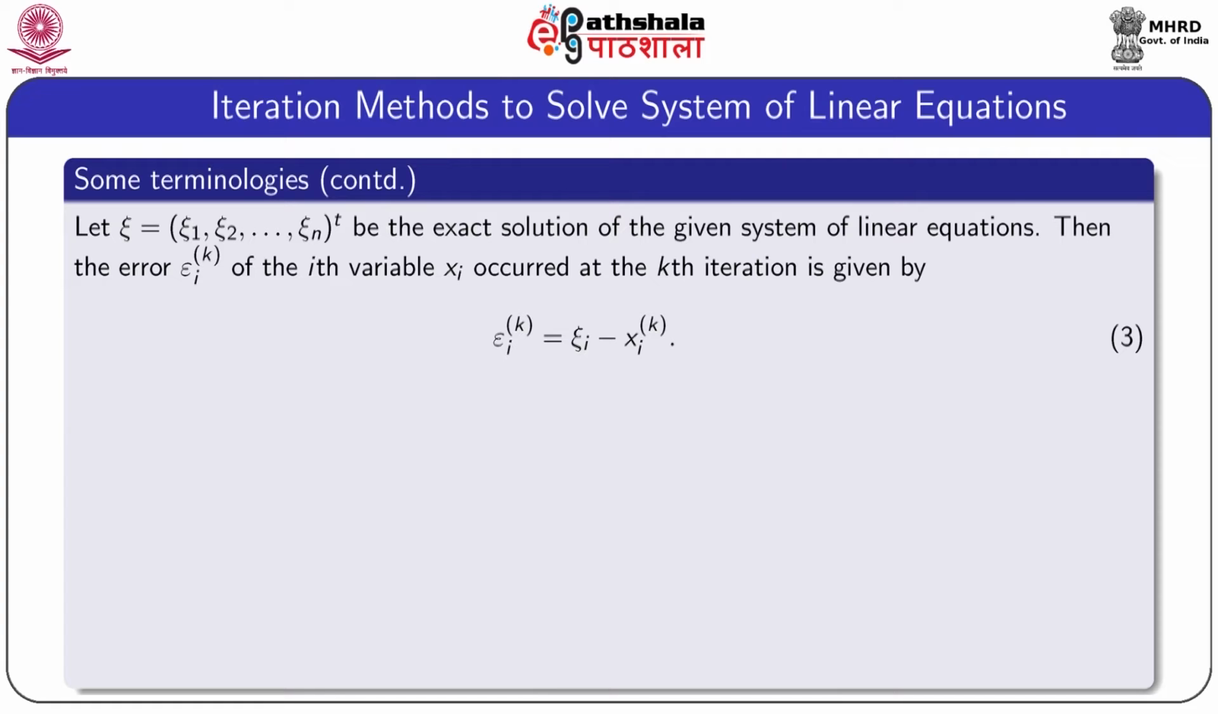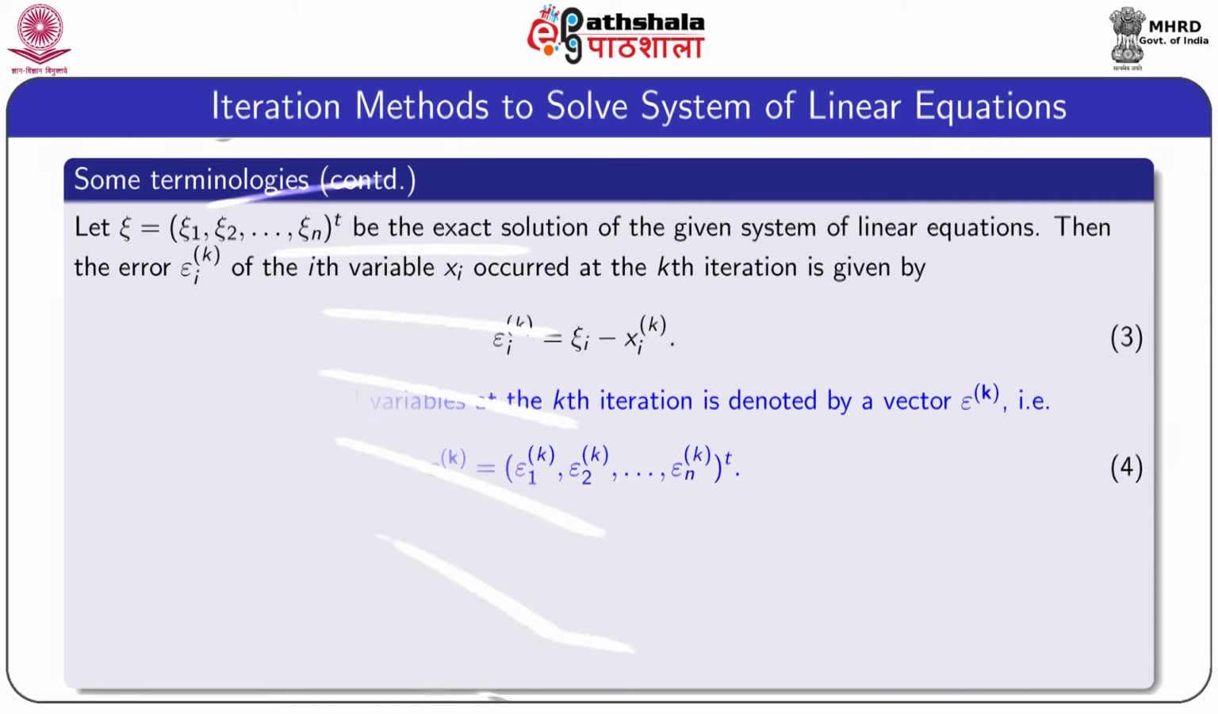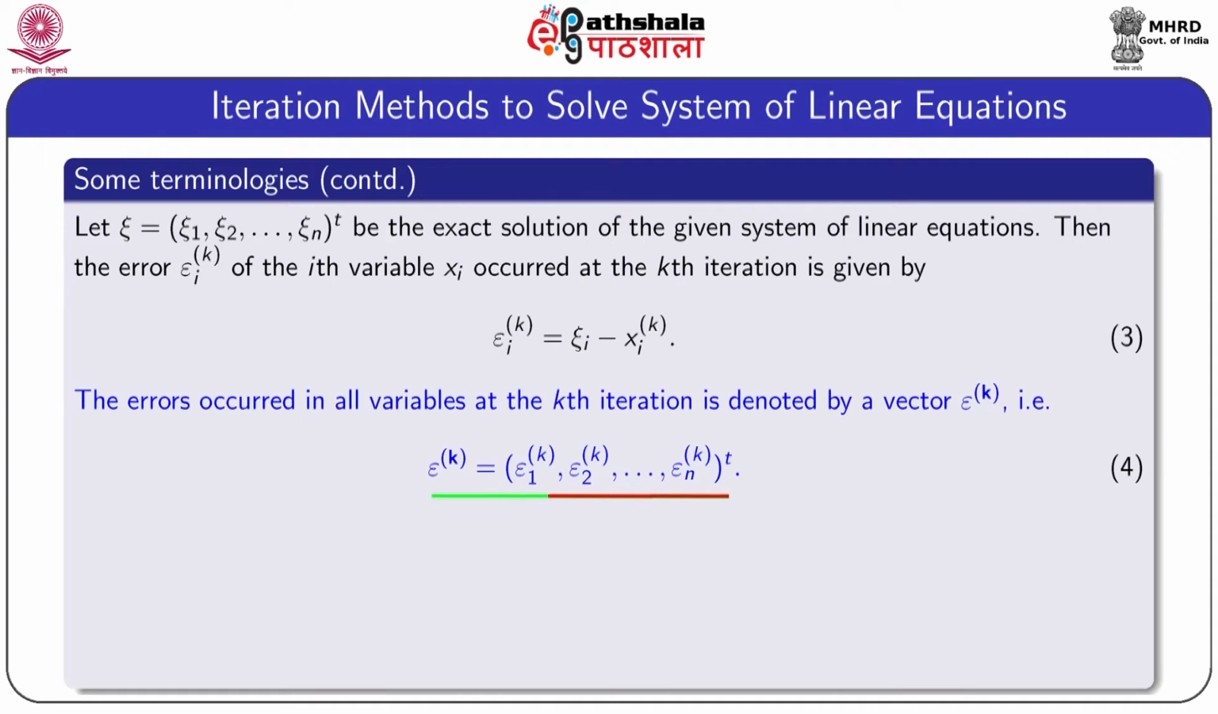Now, let x be the solution vector, or the exact solution, of the given system of linear equations. Then the error epsilon_i^k, that means the error at the kth iteration for the variable xi, is defined by epsilon_i^k equal to xi minus xi^k, where xi is the exact value of the variable xi and xi^k is the kth approximate value of the variable xi. The error in all variables at the kth iteration is denoted by the vector epsilon^k, which is (epsilon_1^k, epsilon_2^k, dot dot dot, epsilon_n^k) transpose.